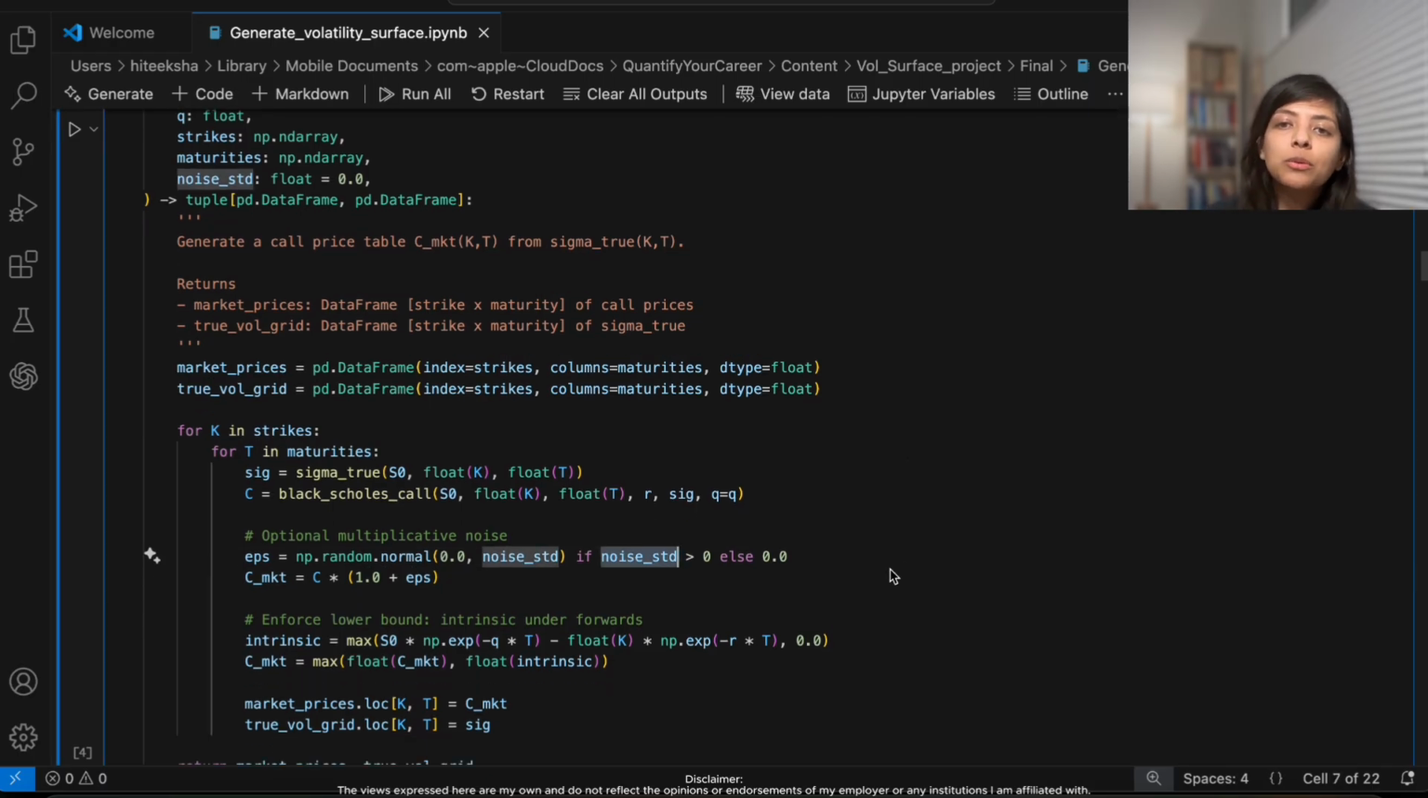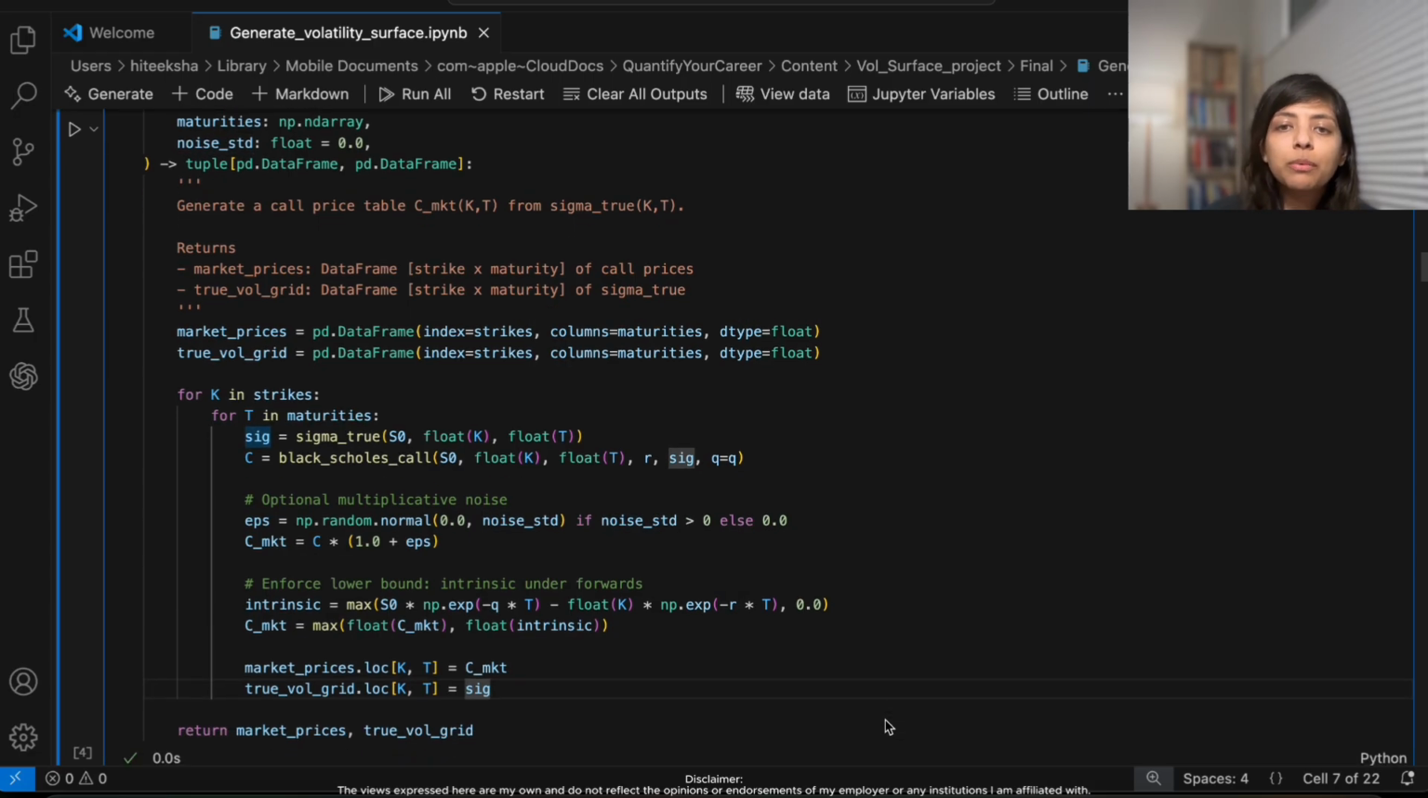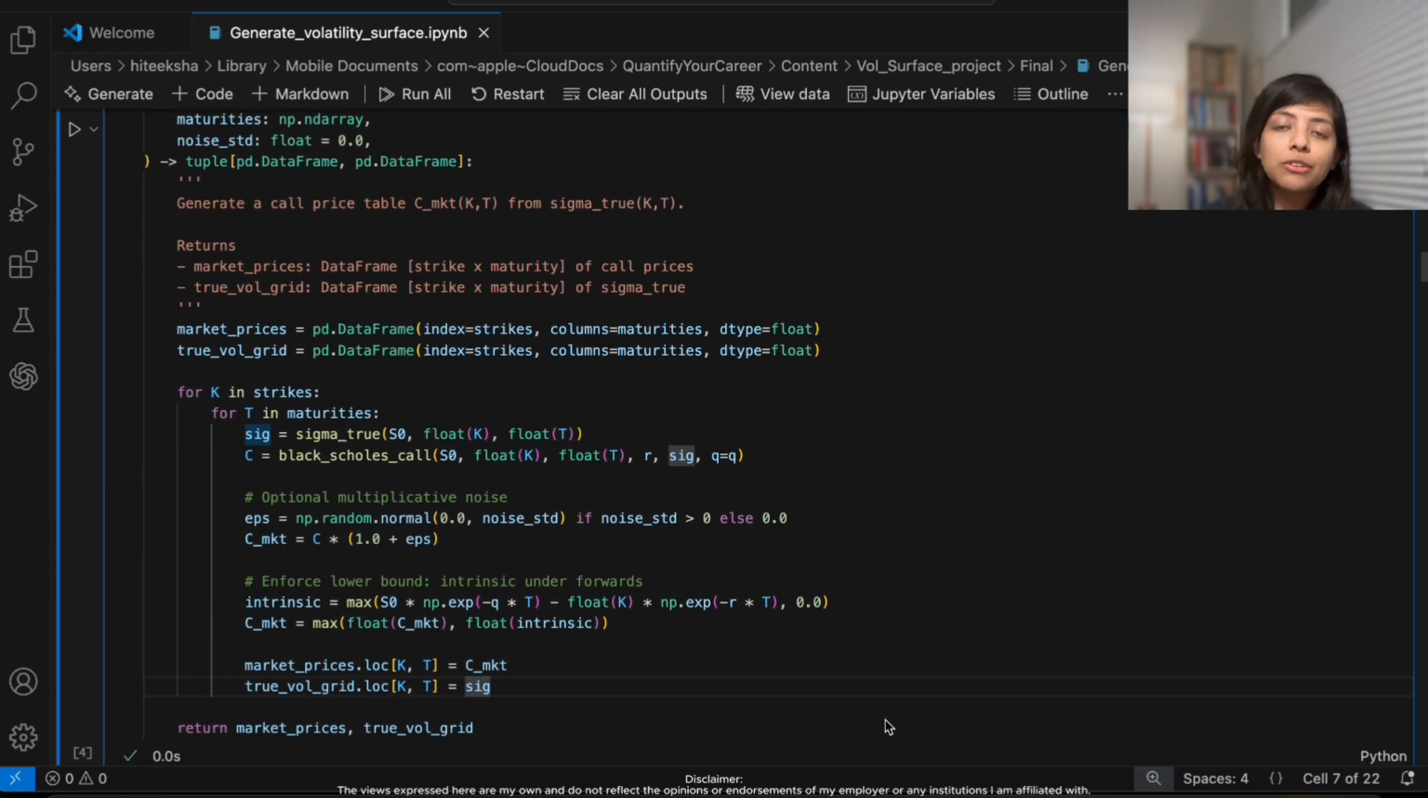The point is we know the true volatility surface because we created it. And then we can test whether our implied volatility solver recovers it correctly.